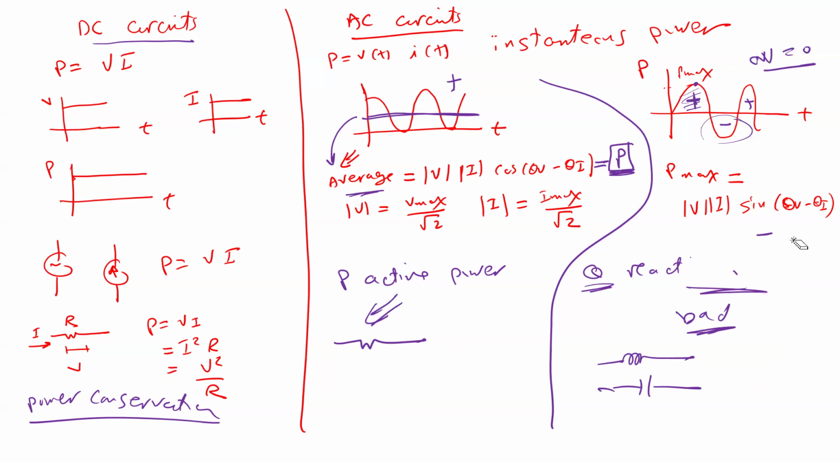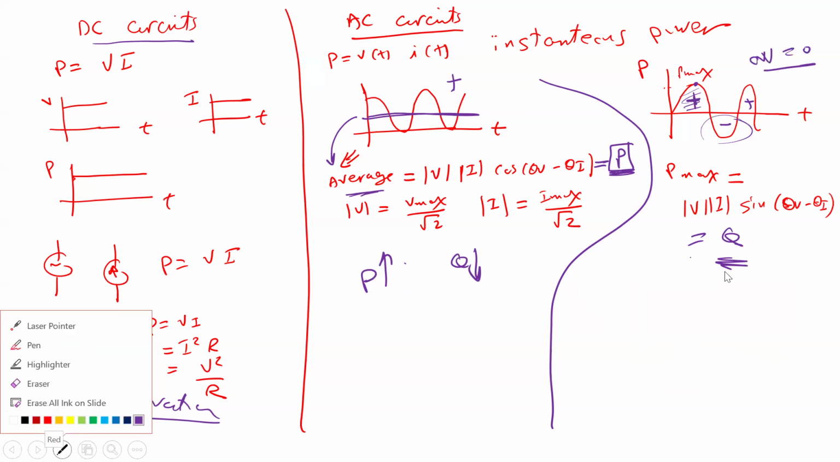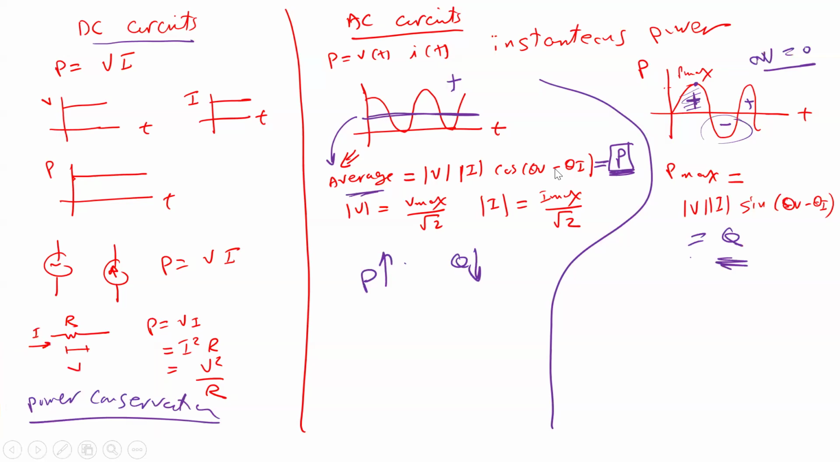One of the things I also told you last time: again, what we want to do is maximize P and minimize Q, because this is a bad power. How can you do that? What is common between them is this angle here, theta V minus theta I. Theta V is the angle of the voltage. Theta I is the angle of the current.